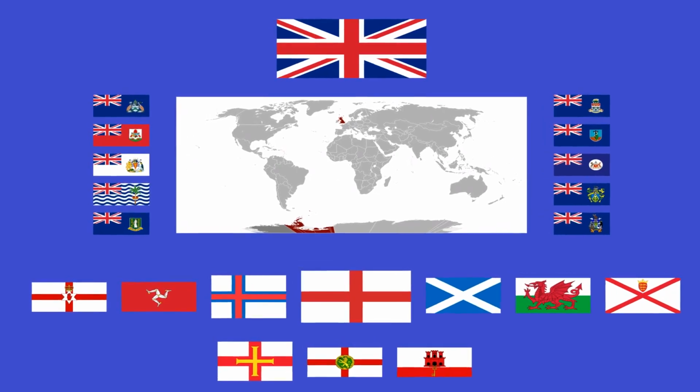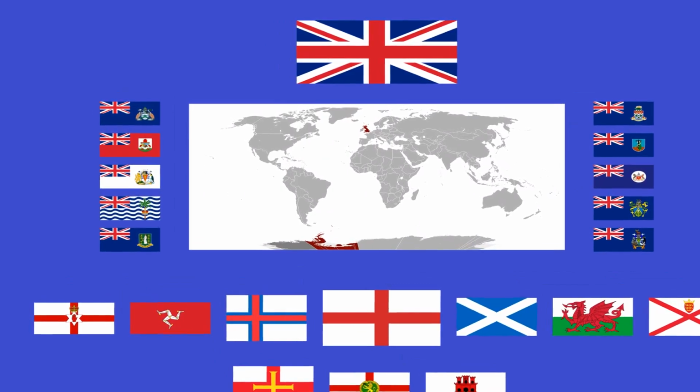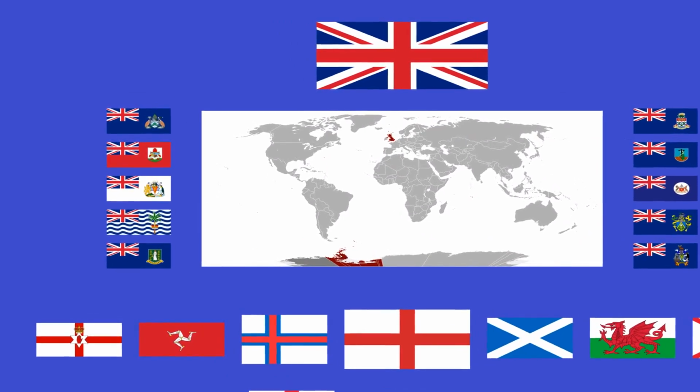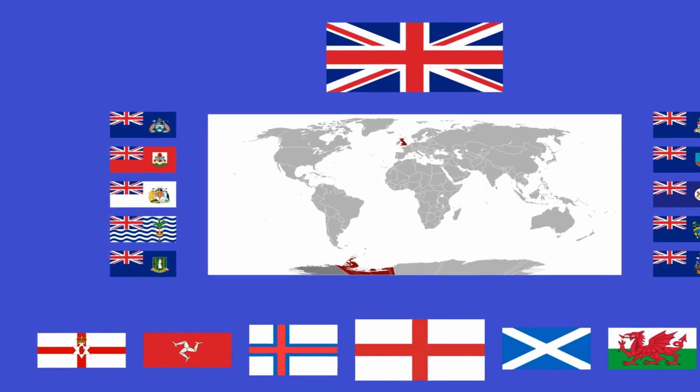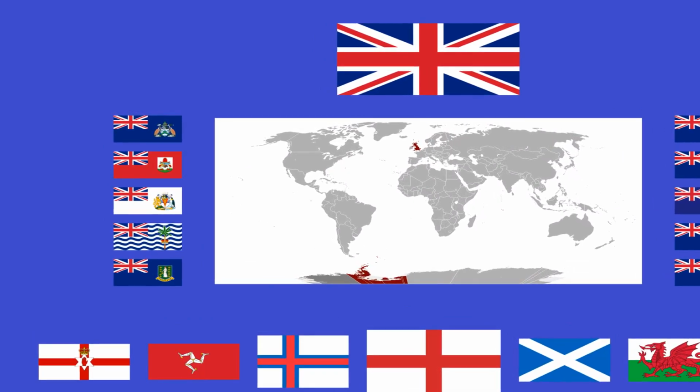Today, the British Empire's legacy can be seen in the 14 overseas territories that remain under British sovereignty. Many former British colonies have joined the Commonwealth of Nations, a voluntary association of countries with historical ties to the United Kingdom. But what does the future hold for the remnants of the empire?